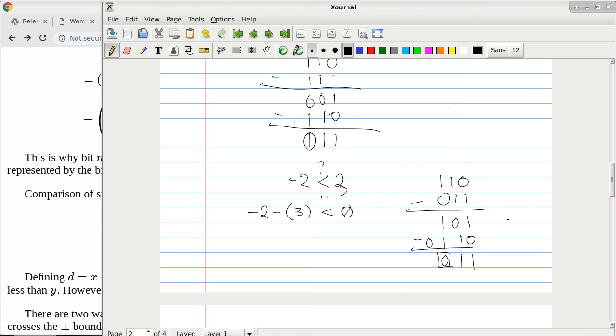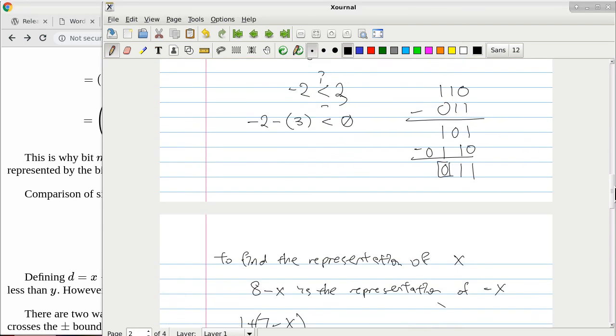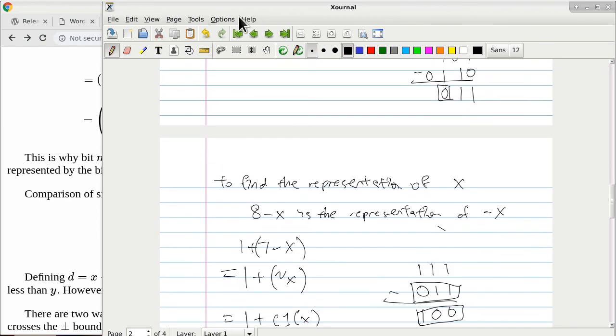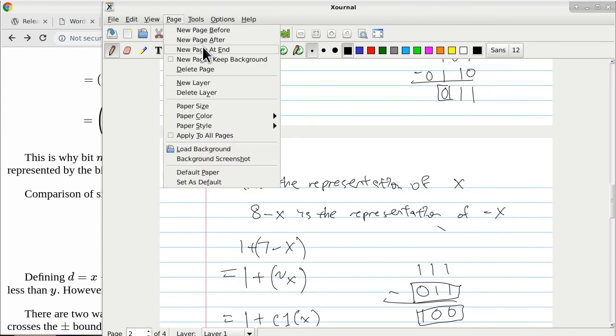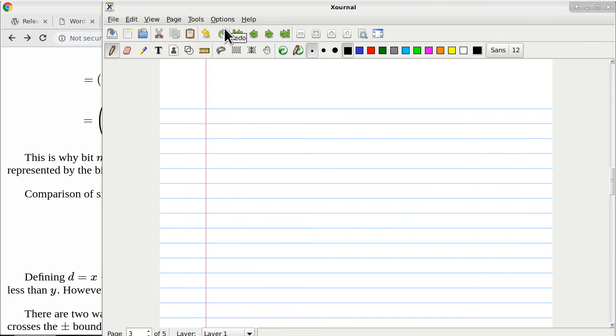Well, are there other ways to overflow? The answer is yes. So let me show you another way that we can overflow. Oh, I actually put this in the wrong page. The other way that you can overflow is something like this.